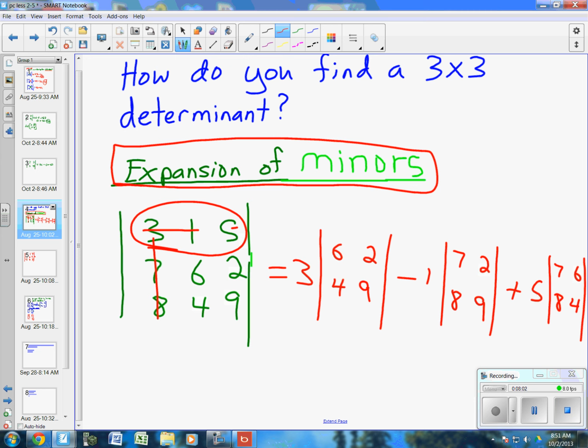So now, what it's telling me to do is 3 times this 2 by 2 determinant, minus 1 times this 2 by 2 determinant, plus 5 times this 2 by 2 determinant. So we have to find the determinants of each of those. There are different methods, but if you take linear algebra in college, they will teach you that. It's a similar process, but not quite the same. Okay, it's a really long process. So we've got to find these 2 by 2 determinants.